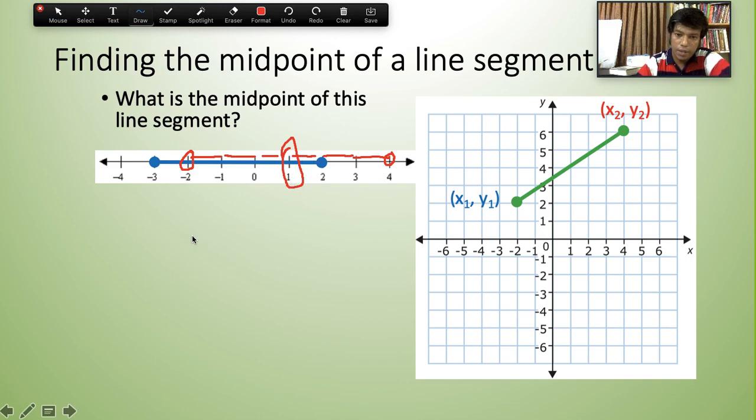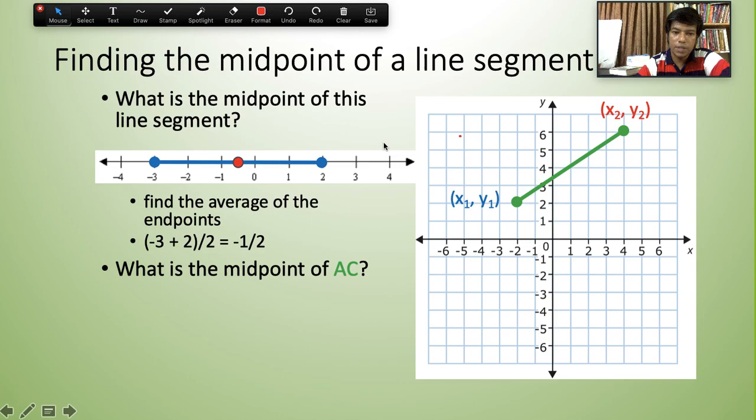Now let's do it mathematically. Our rule is we add these two numbers and then divide by 2. So minus 2 plus 4 is plus 2, then divided by 2. The answer is 1. So the midpoint is 1. That means to find the midpoint, we add these two numbers and divide by 2. The same thing happens here. The only difference is you add x1 plus x2 divided by 2, then y1 plus y2 divided by 2, to get the midpoint here.